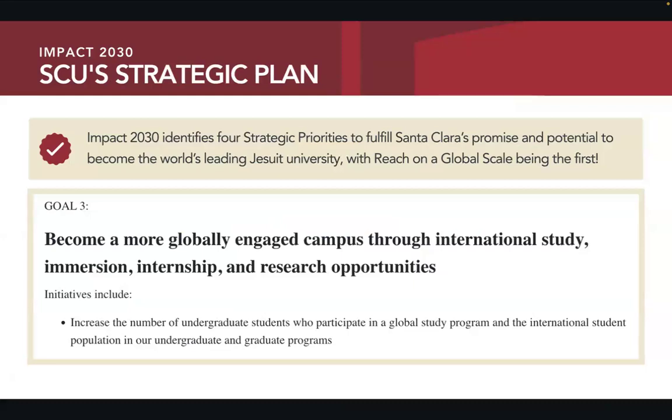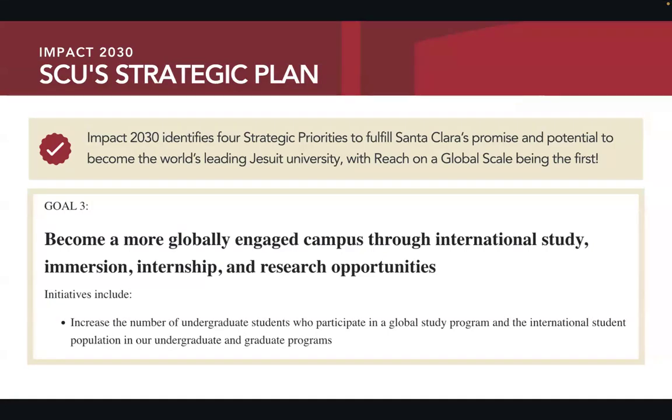One thing I want to make sure that we talk a little bit about is where global engagement fits into the broader scheme of Santa Clara's plan for the future, in particular, their exciting strategic plan, Impact 2030. For those of you who aren't aware, Santa Clara just rolled out its new strategic plan for 2030, and it identifies four strategic priorities or pillars that focus on what Santa Clara wants to bring into the future. And one of those, I should say the first one really, is called Reach on a Global Scale.